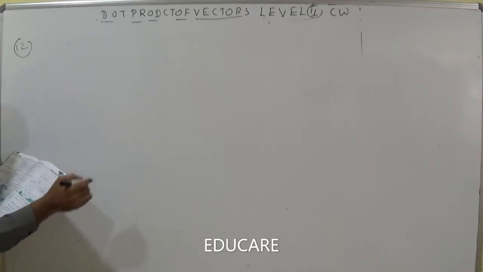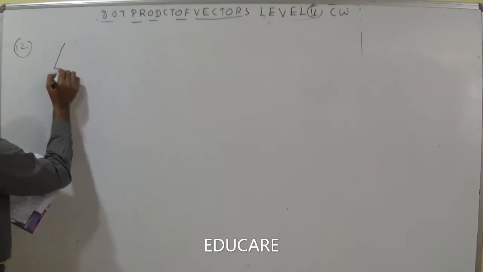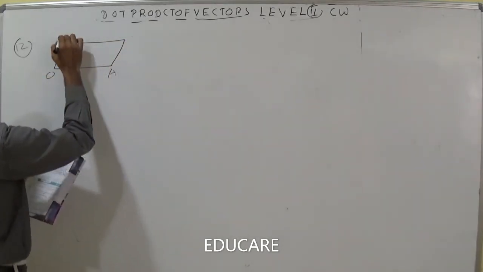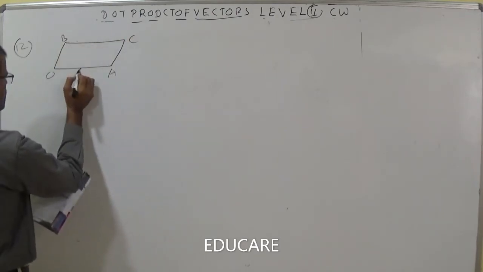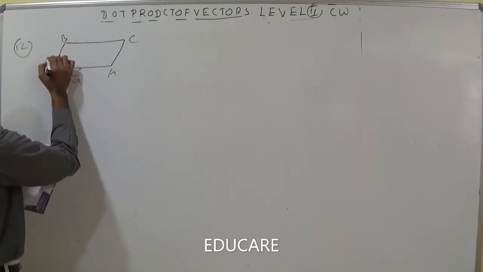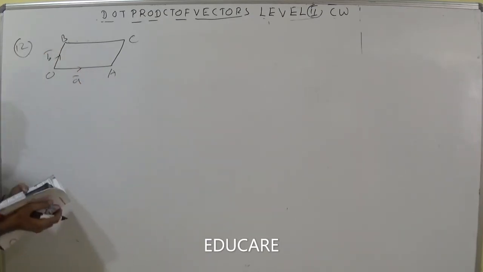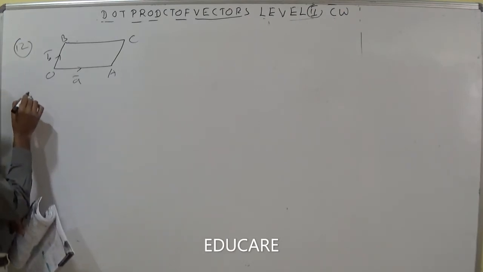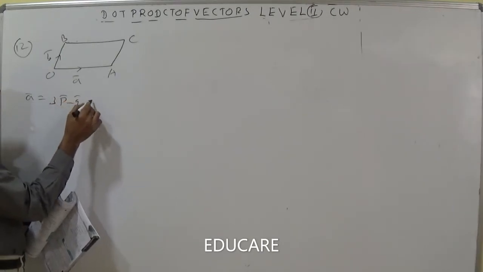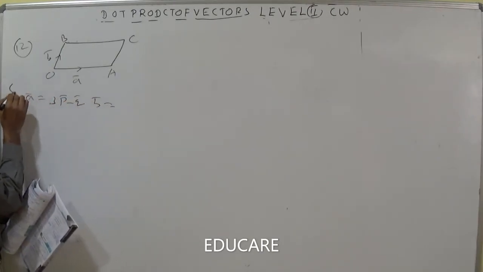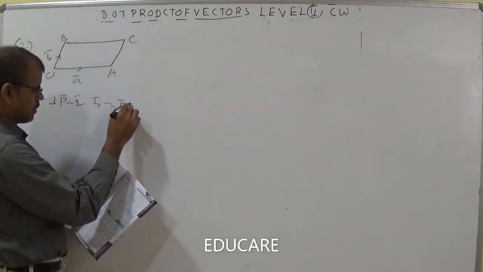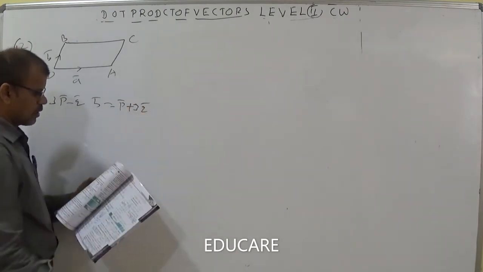Let us read the question. In a parallelogram, let us draw the diagram, parallelogram, put here O, this is A, this is B and this is C. Let the position vector of OA equal to A bar and OB equal to B bar. A bar is given as 3P minus Q. B bar is equal to P bar plus 3Q bar.